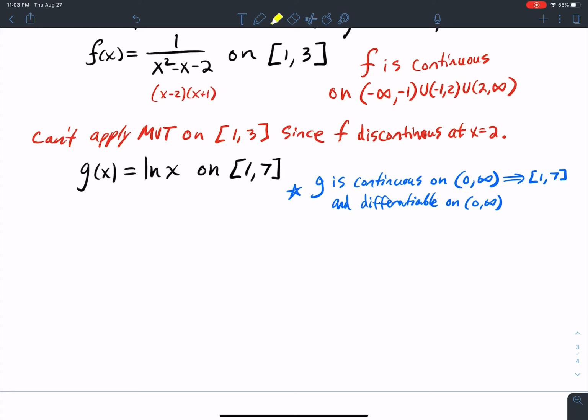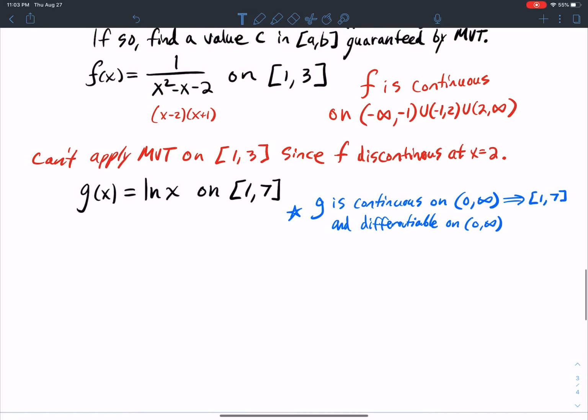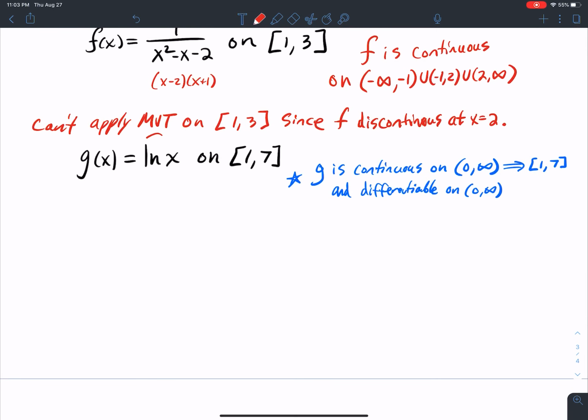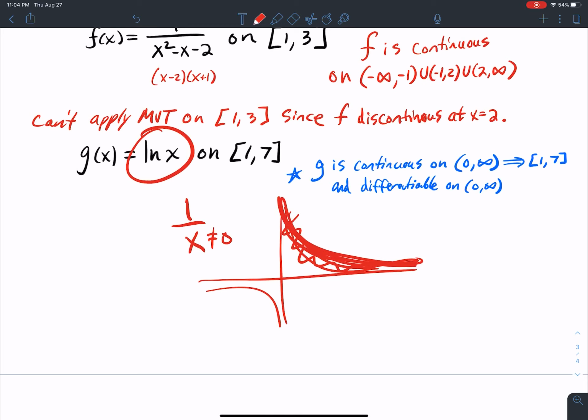And it's also differentiable on 0 to infinity. How do I know that? Whoa, hold up. Didn't mean to do that. How do I know it's differentiable? Well, what's the derivative of ln x? The derivative of ln x is 1 over x, right? 1 over x is like this here. The only place it's equal to 0 in the denominator is at 0. So on the open interval 0 to infinity, we're pretty smooth and continuous here, right? So we're good to go. So is it good on 1 to 7? Absolutely it is.